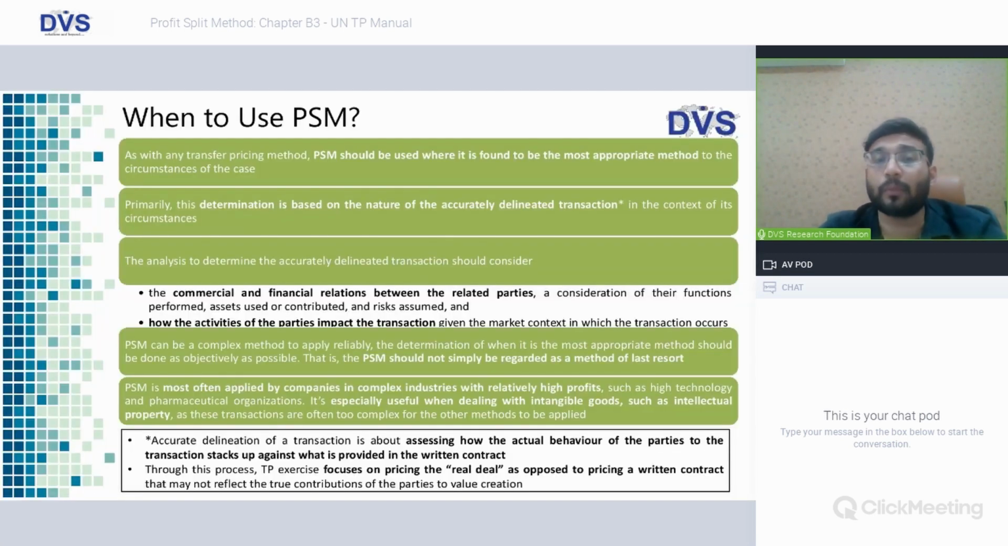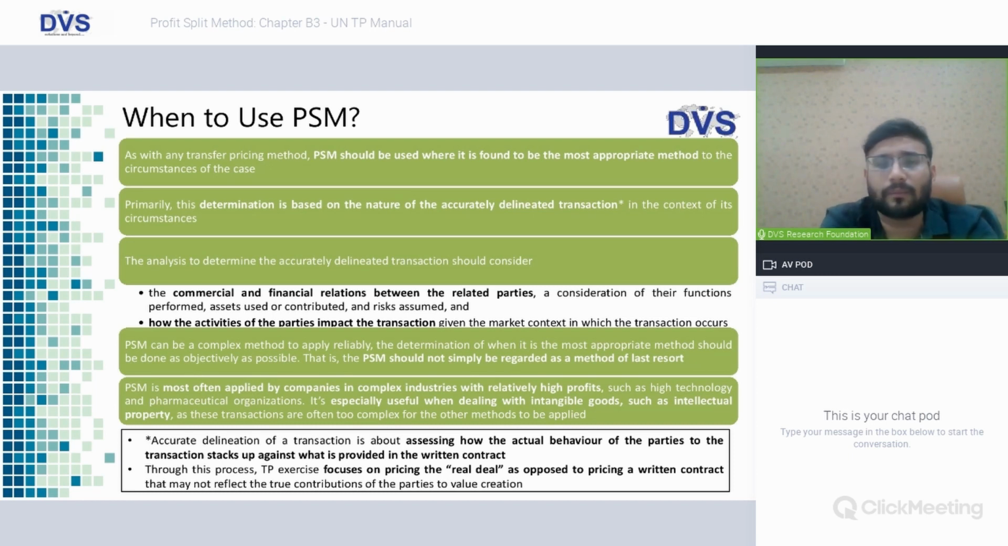So where is the appropriateness? Where exactly is PSM used? PSM is used where there are commercial and financial transactions which are integrated transactions. So the usage of PSM would be where it is not a sole transaction which can be benchmarked separately, where there are transactions which are dependent on other transactions. If there is so much integration, and also complex transactions, like those involving intangibles or royalties, this is where the usage of PSM would be high.